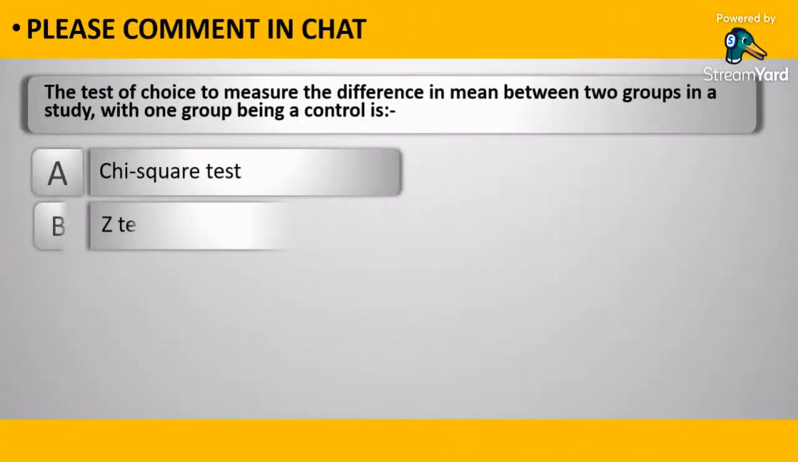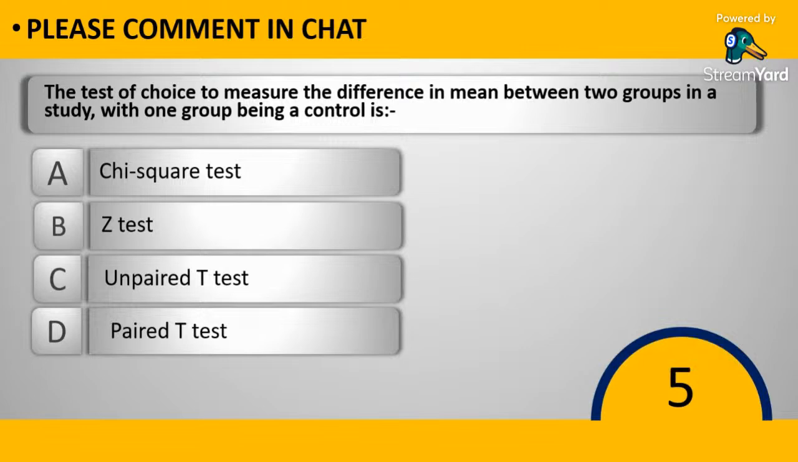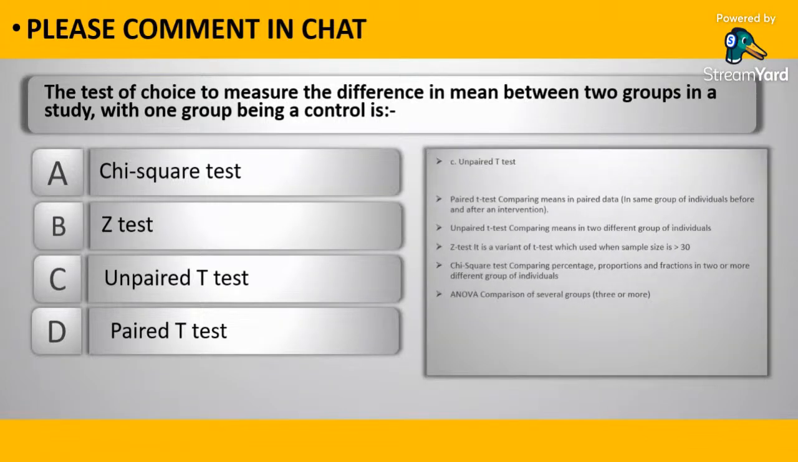The test of choice to measure the difference in mean between two groups in a study with one group being a control is A. Chi-square test, B. Z test, C. Unpaired t-test, D. Paired t-test. Here it is unpaired t-test.